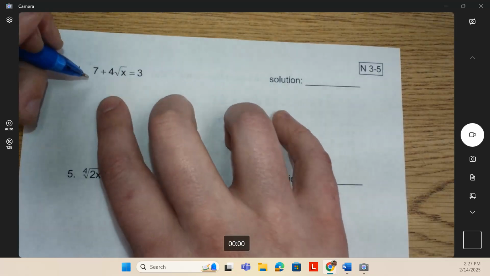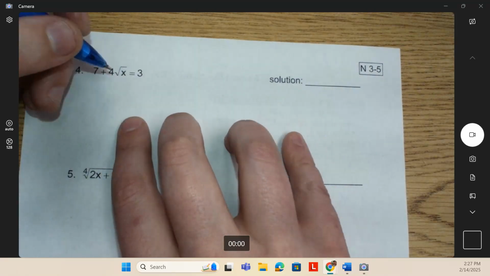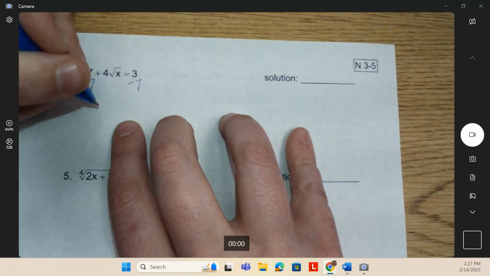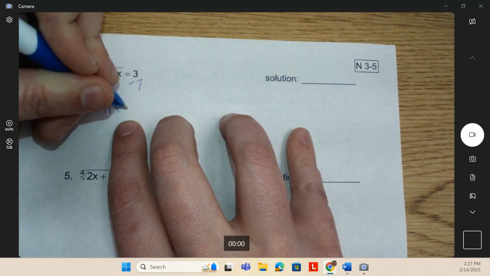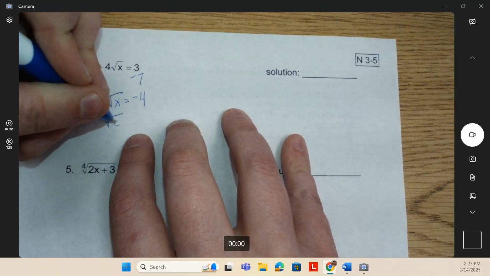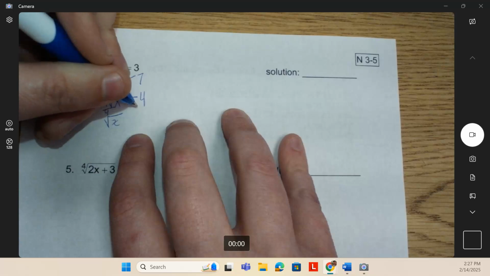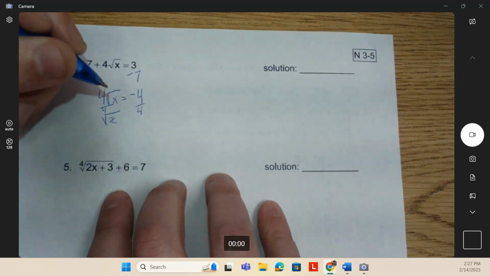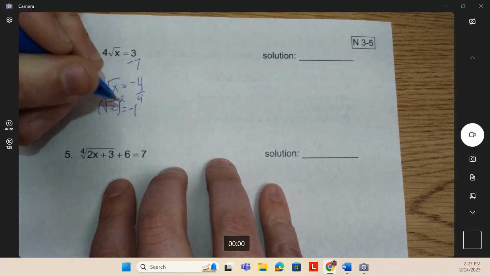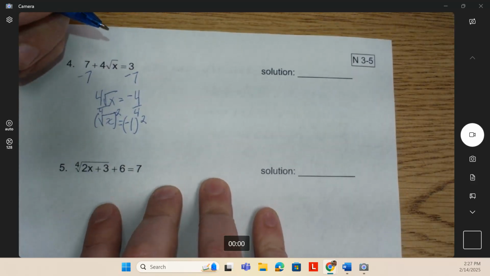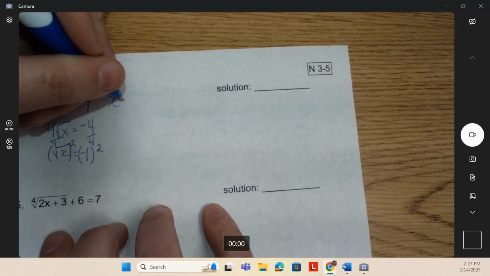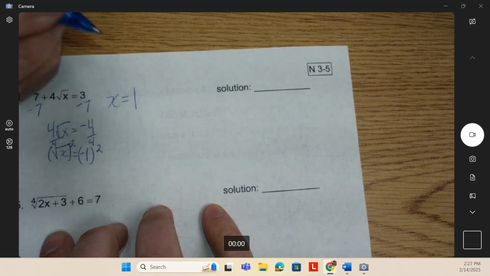Looking at a couple more, we've got 7 plus 4√x equals 3. So I'll start out by isolating that radical. You get 4 times the square root of x equals negative 4. Then I'll divide by 4 on both sides, so the square root of x is just going to equal negative 1. And then I'll square both sides. What that gives me is negative 1 times negative 1, which gets me x equaling a positive 1.